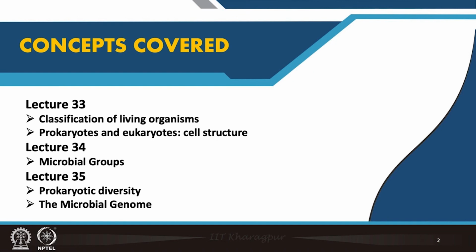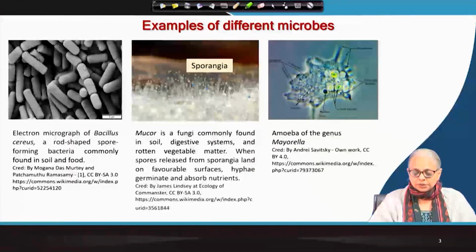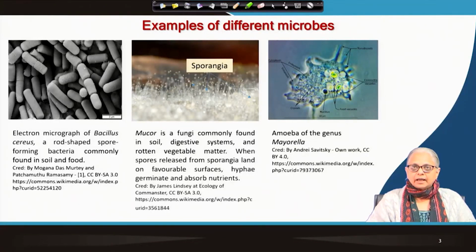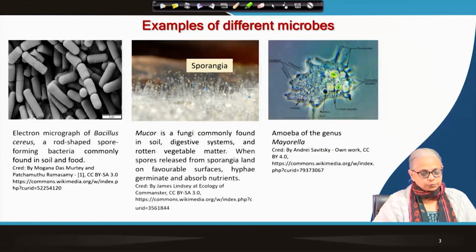What we're going to cover in lecture 4 is the different microbial groups that are present on the planet, literally. And in lecture 5, we will be covering prokaryotic diversity and a little bit about the microbial genome. So let's take a quick look at some different types of microbes.